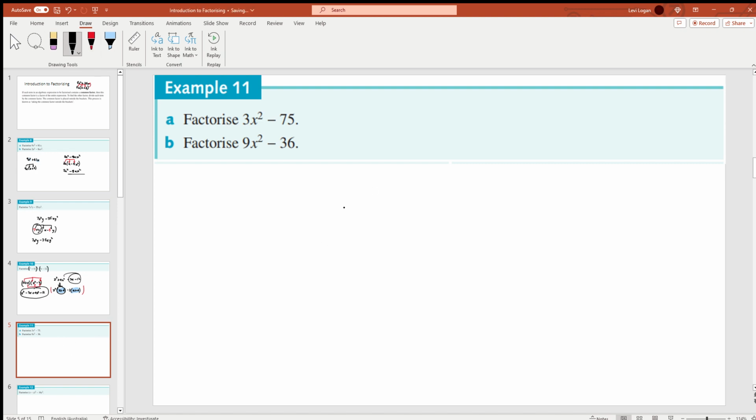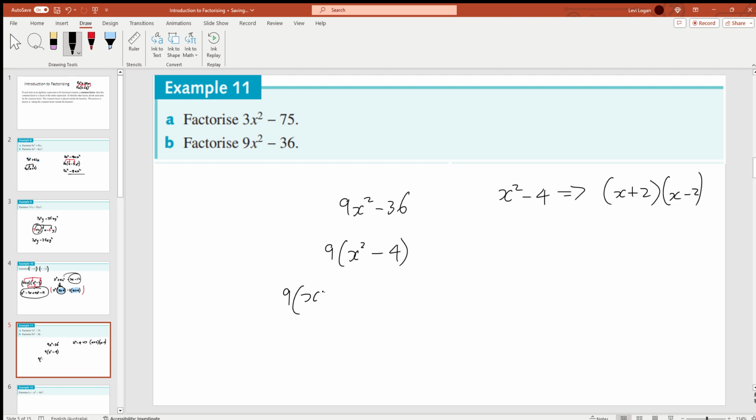So b is going to be 9x squared minus 36. We can see 36 is divisible by 9, so if you take that out, you're going to get 4. So you can take out 9 straight away, so x squared minus 4. And we can see we have another difference of squares because x squared minus 4 is the same as x plus 2 multiplied by x minus 2. So we're going to apply the same thing here. So 9 multiplied by x plus 2 multiplied by x minus 2.